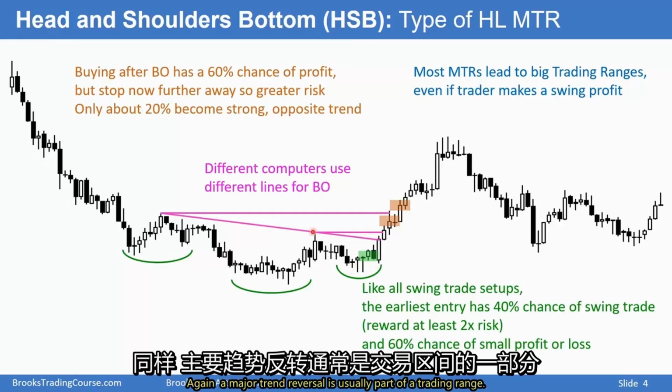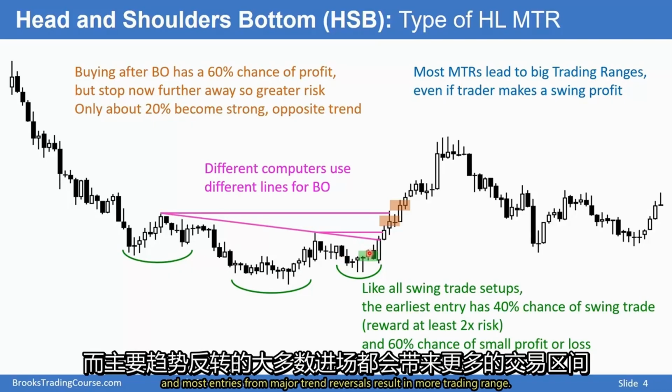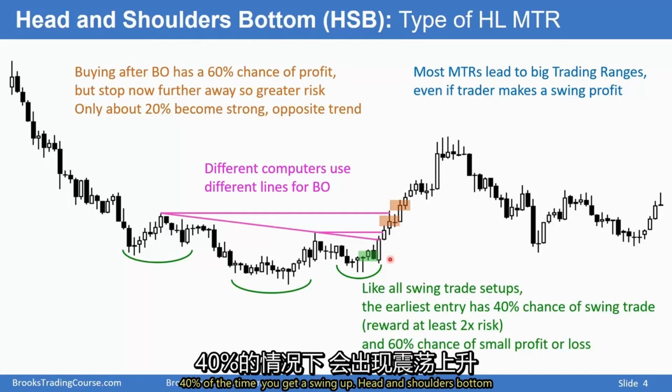Again, a major trend reversal is usually part of a trading range. A head and shoulders bottom is certainly a trading range, and most entries from major trend reversals result in more trading range. 40% of the time, you get a swing up.